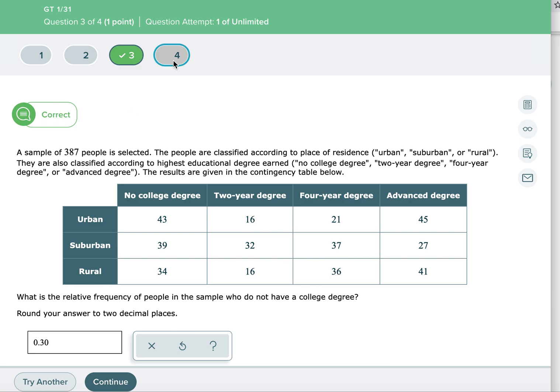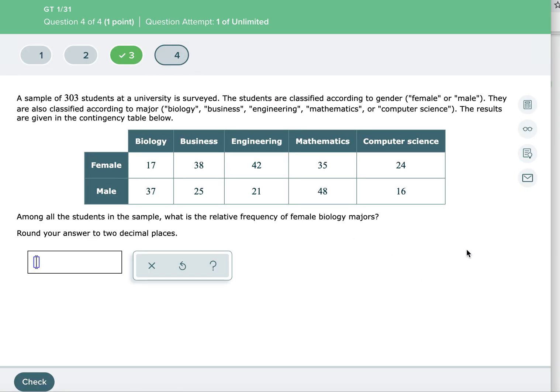Okay, let's do one more problem. All right, this one. A sample of 303 students at a university is surveyed. The students are classified according to gender, female or male. They are also classified according to major. In other words, what are they studying while they're in college? So, biology, business, engineering, mathematics, or computer science. This is a very tech heavy survey, with the exception of business.